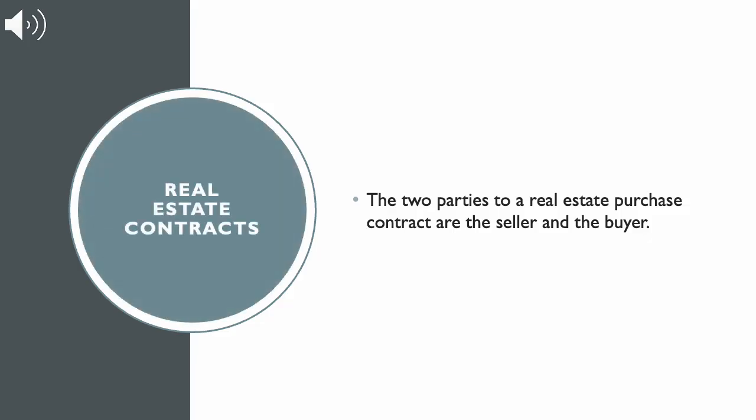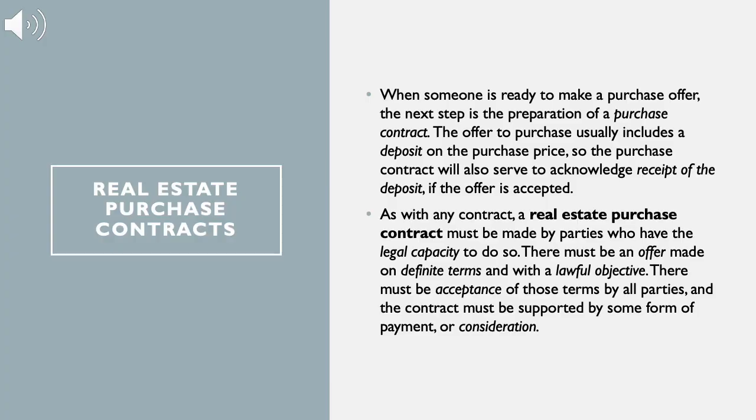Real estate contracts. The two parties to a real estate purchase contract are the seller and the buyer. When someone is ready to make a purchase offer, the next step is the preparation of a purchase contract. The offer to purchase usually includes a deposit on the purchase price, so the purchase contract will also serve to acknowledge receipt of the deposit, if the offer is accepted.